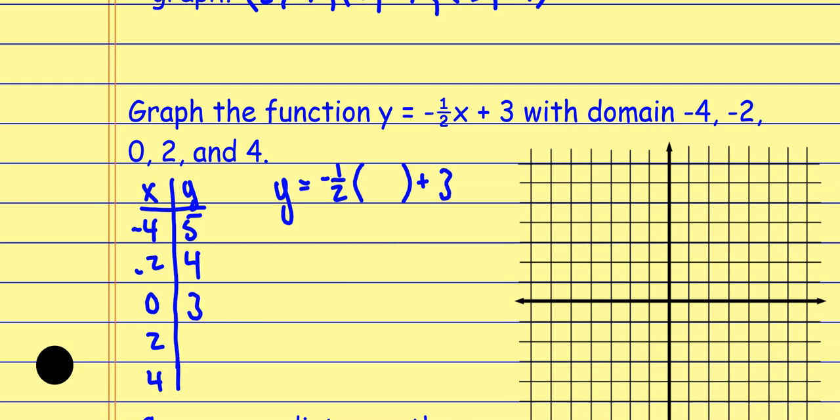The next one, I'm going to plug a 2 in. Again, times -1/2, that's just divided by -2. That's what a fraction bar means. So that would give me a -1 plus 3, which is a +2.